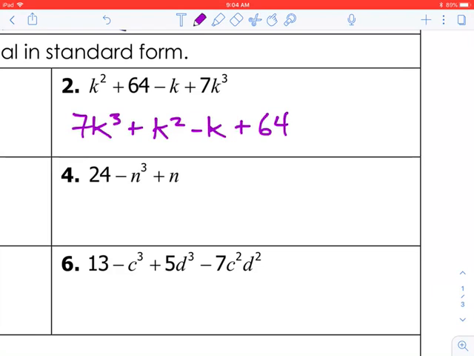So, number 4, again, look what's first. Now, when you're doing these, make sure you're paying attention to the sign in front, not behind. So this is a negative n to the third plus n, and then, again, the constant is last.